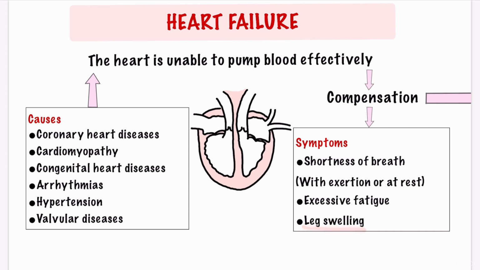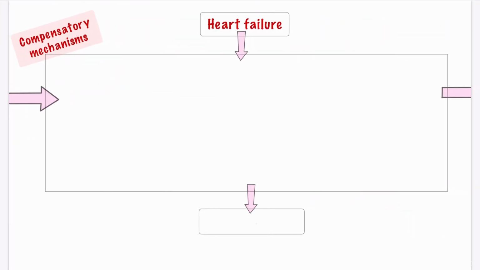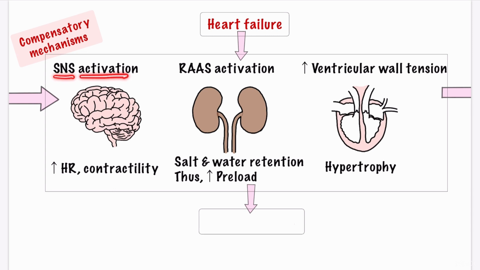Swollen legs and ankles. In the short term, the compensation mechanisms are helpful in restoring cardiac output to its normal levels, but in the long term, they are actually detrimental to the structure and function of the heart, and over time, they enlarge the heart, reduce how well the heart can pump blood, and worsen the heart failure. So let's see what the compensation mechanisms are. Three main compensatory mechanisms are sympathetic nervous system activation, renin-angiotensin-aldosterone system activation, and myocardial hypertrophy.